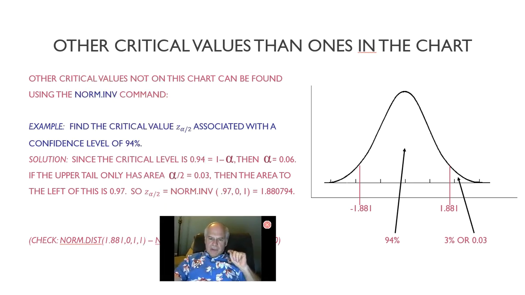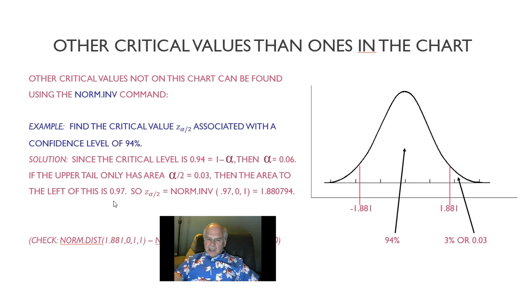Now, what if you wanted to find other critical values than the ones in the chart? Well, you can use the norm.inv command, which is an Excel command. So here's an example. Find the critical value z alpha divided by 2 associated with a confidence level of 94%. So since the confidence level is 0.94, then alpha has to be 0.06 because 1 minus 0.06 is 0.94. And so 6% is the area in both tails. So if you divide that by 2, you get the area in one tail.